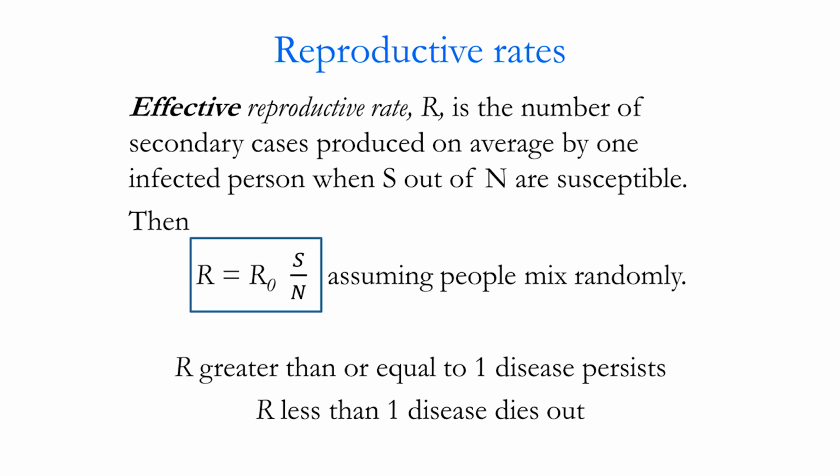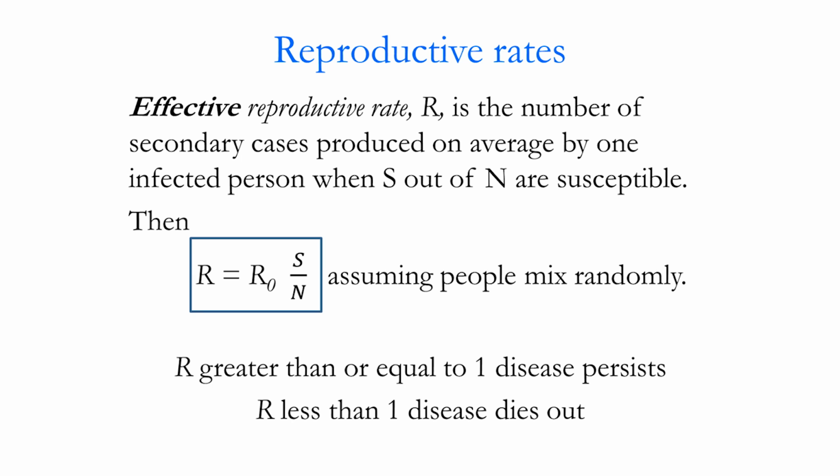Now I make this assumption about random mixing or homogeneity, and if I can make that assumption, then there's a very important connection between the basic reproductive rate and the effective reproductive rate, and you can see how important it is because I put a box around it.